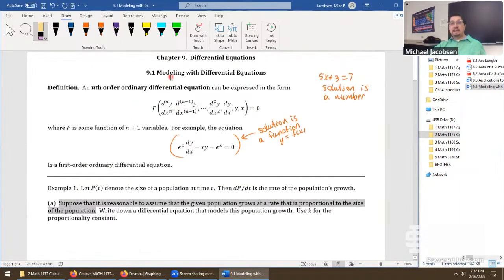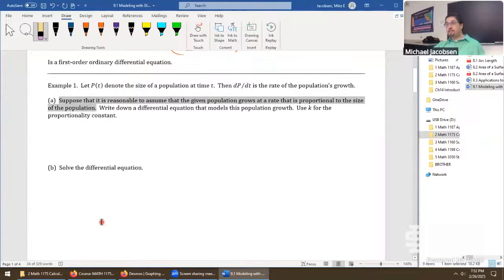So modeling is imperfect. We're just modeling over short time frames. And over short time frames, we can write down a pretty good differential equation to capture this information. So that's what we're doing here. Write down a differential equation that models this population growth, and we'll use k for the proportionality constant, which is also called the growth rate or decay rate.